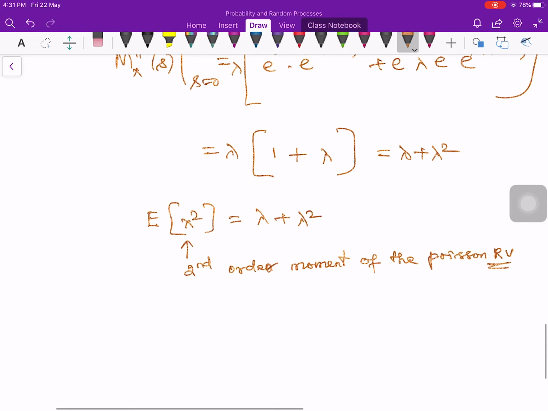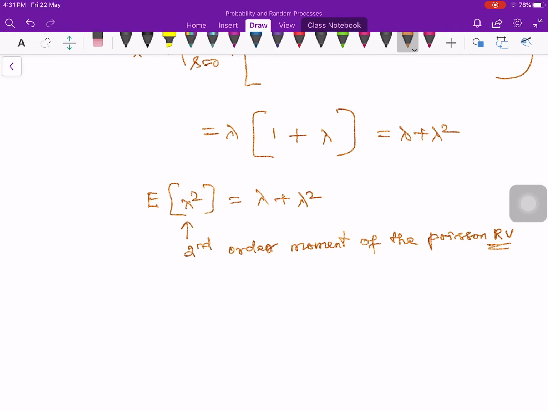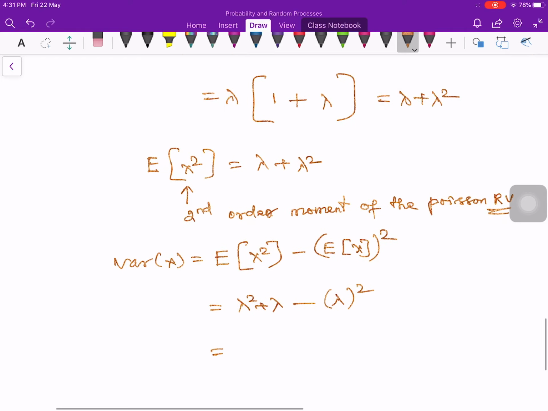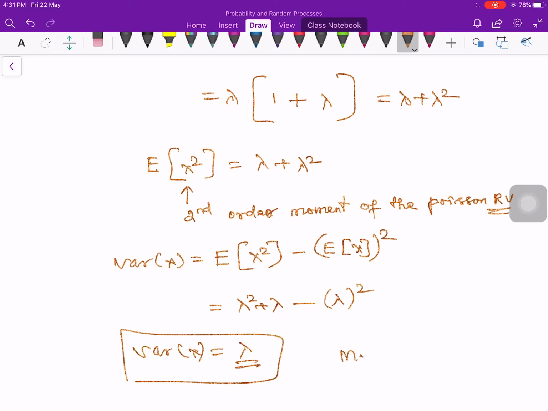Now in order to calculate the variance, we need this first order moment and the second order moment. So variance of X is equal to expected value of X squared minus expected value of X whole squared. So this is lambda square plus lambda minus the first order moment, which is lambda, and take the square of that, then lambda square will get cancelled, so you will get lambda. So the variance of the Poisson random variable is also lambda, and the mean of the Poisson random variable is also lambda.